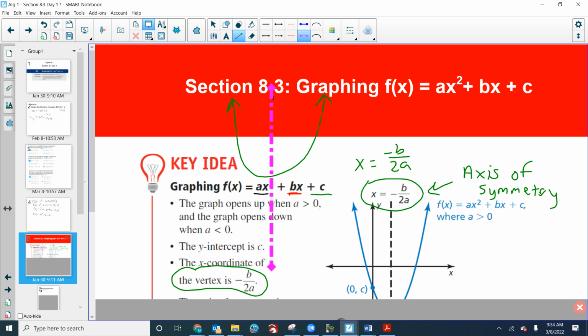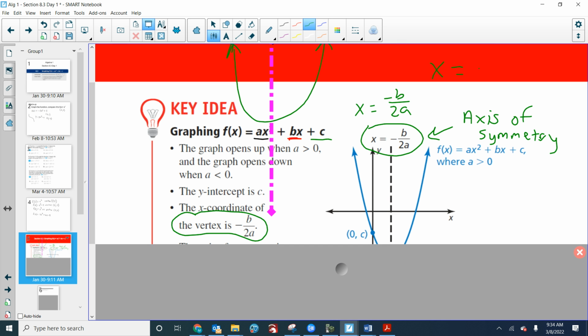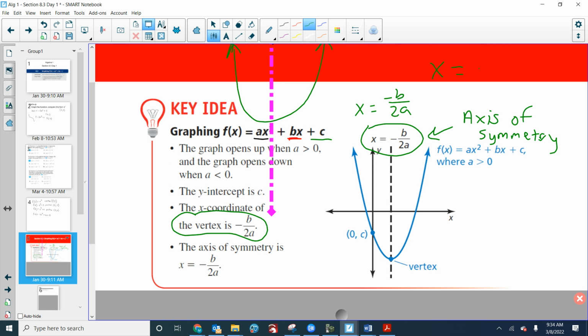Not the origin, because we could go left or right. The what, though? It's always going to go through the vertex. As a matter of fact, guys, when we get our answer, remember it's always like this, and I'm just making something up. Let's say it's positive 3. We always write the axis of symmetry as x equals something because it's a vertical line.